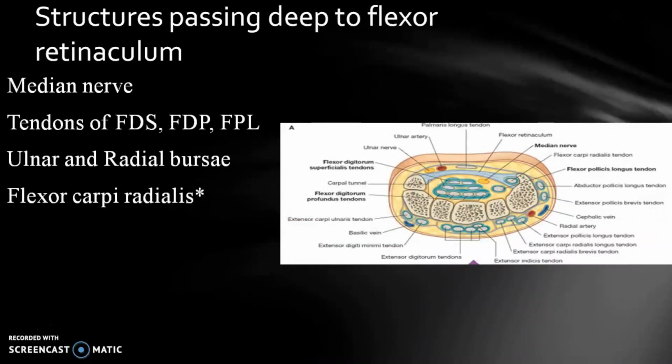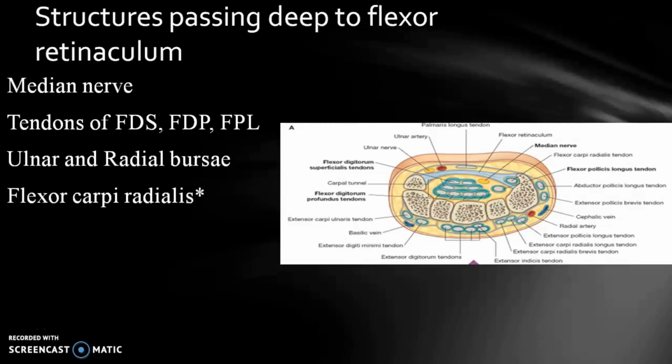Now we will move on to structures passing deep to the flexor retinaculum. So first structure is median nerve, tendon of flexor digitorum superficialis in the upper layer, and in the deeper layer we will be having flexor digitorum profundus. Along with these two tendons we will be having flexor pollicis longus tendon also, and then we will be having ulnar and radial bursa and also flexor carpi radialis. So these are the structures passing deep to the flexor retinaculum, or you can tell contents of the carpal tunnel.